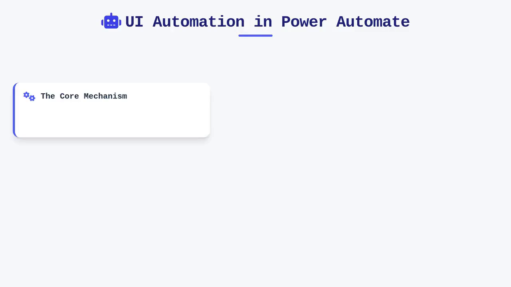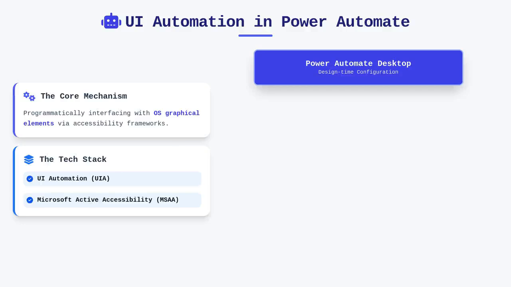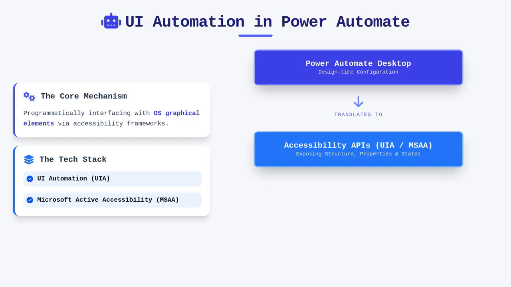At its core, the Windows platform relies on several accessibility frameworks that allow assistive technologies, and by extension, our automation bots, to read and interact with application controls. The primary frameworks you will encounter are UI automation, often abbreviated as UIA, and the older Microsoft Active Accessibility, known as MSAA. These frameworks provide a mechanism for the application to expose its structure, property values, and control states to the operating system. Power Automate Desktop sits on top of these APIs, translating your design time configuration into actual interactions that the Windows kernel understands.